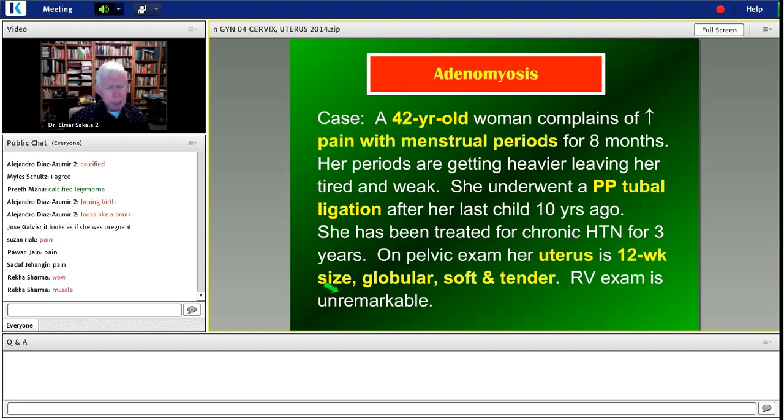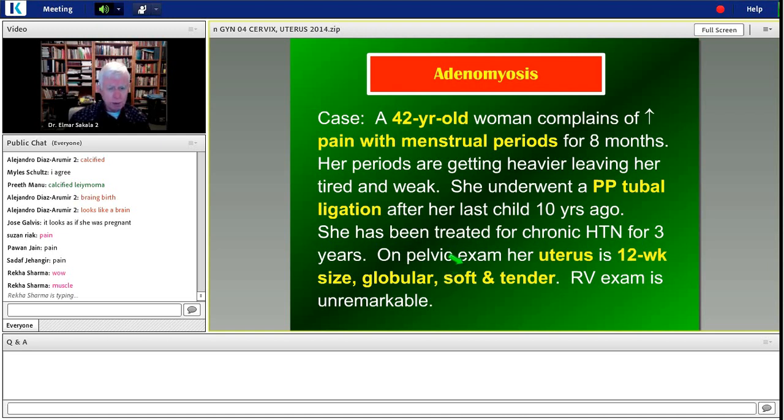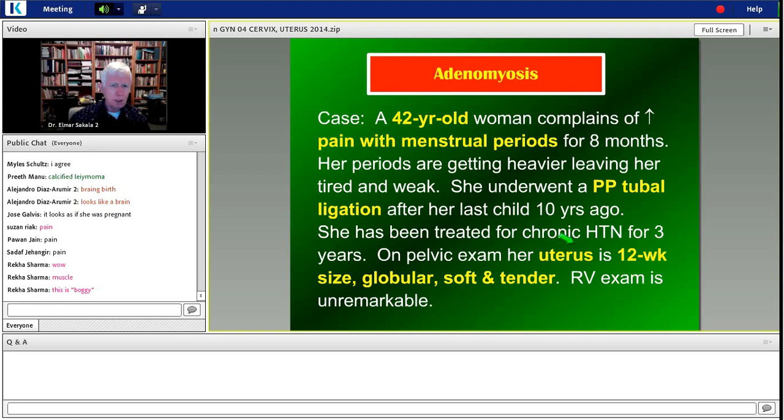Now, if it was a leiomyoma, it would be irregular rather than globular. It would be firm rather than soft. It would be non-tender rather than tender. This is a classic history for adenomyosis. We have a woman in the middle of her reproductive years, growing toward the end. She has increasing pain with menstrual periods. What is the medical term for pain with menstrual periods?